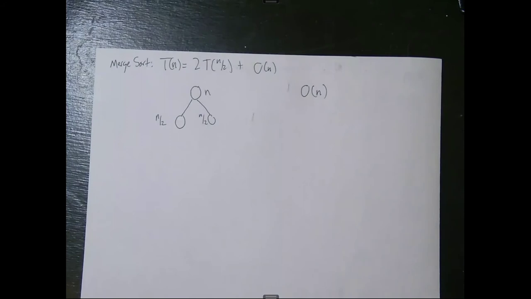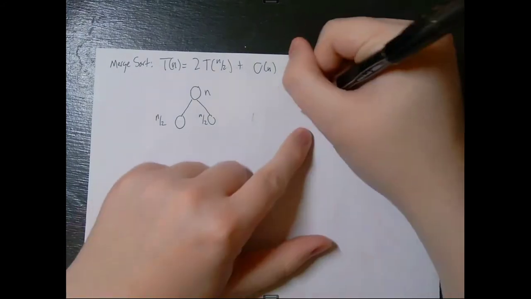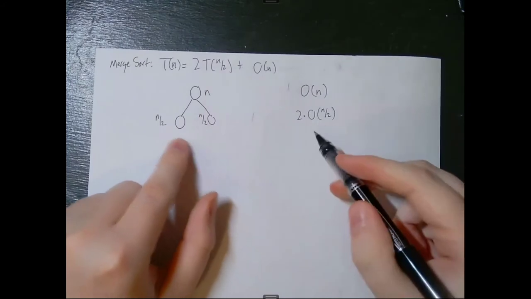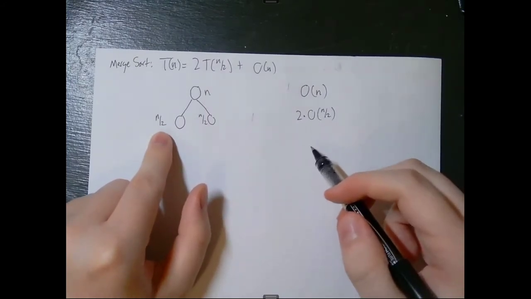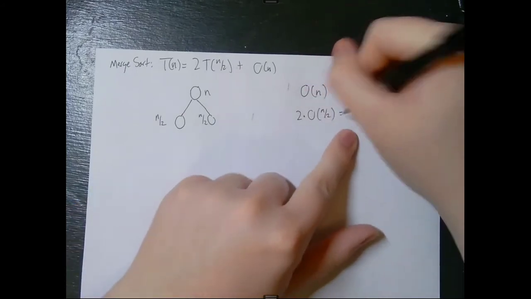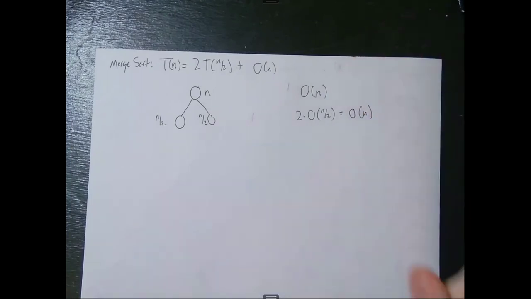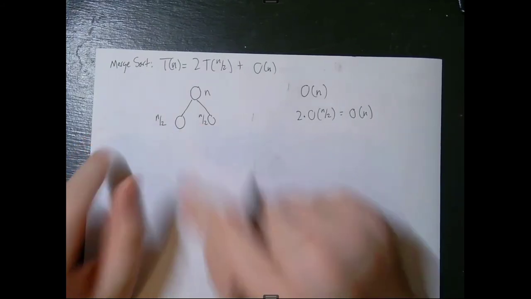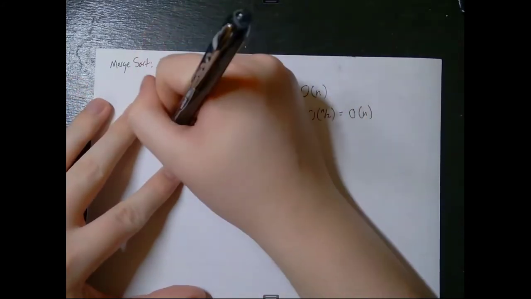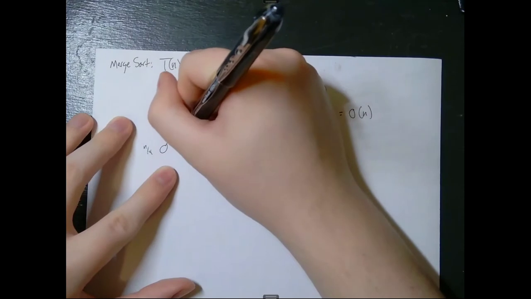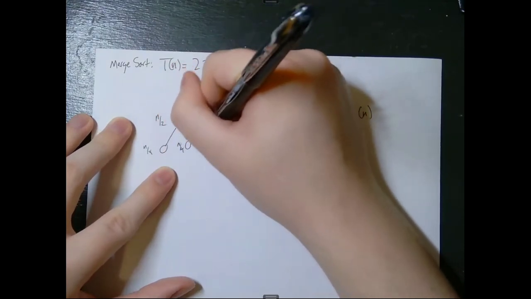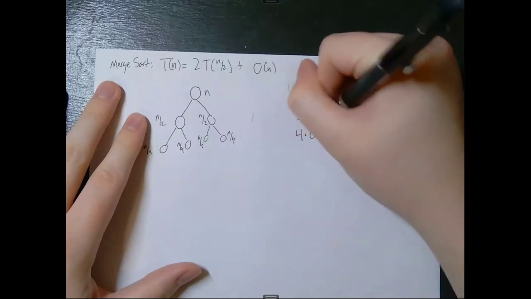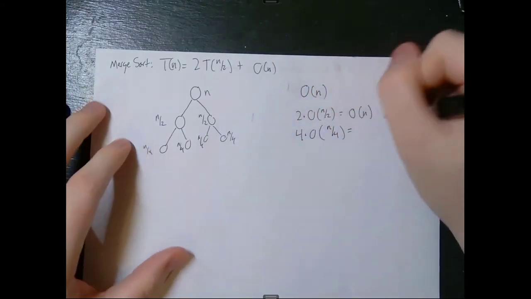And each recursive call does O of not n, but n over 2 amount of work, because you're basically merging together n over 2 elements. So then you have 2 times O of n over 2 amount of work, which we can simplify down to an O of n amount of work, because we're merging n over 2 items here, and we're merging n over 2 items here, so the total amount of items being merged is n. And then at each level here, it recurses down to n over 4, n over 4, n over 4, and n over 4, like so. At this level, it's going to do 4 times O of n over 4, which is equal to O of n.